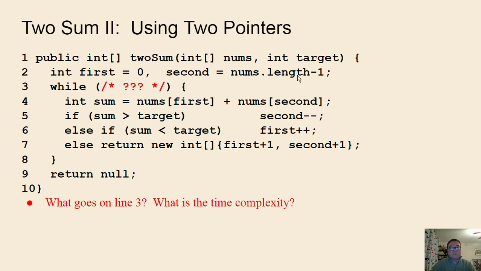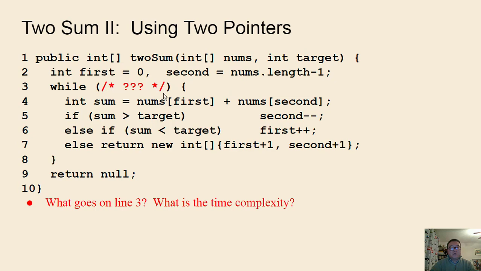So we have 2 pointers, first and second. The first one points to 0, the second points to the last element. And then while we do this loop, we compute the sum. If the sum is too big, we move the right pointer. If the sum is too small, we move the left pointer. We increment the left pointer. Otherwise, the sum is equal, then we're done. We find our 2 elements that sum up to this target.